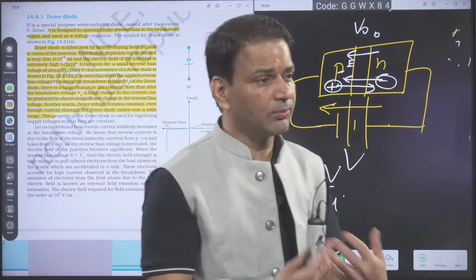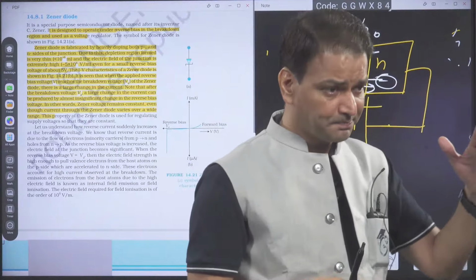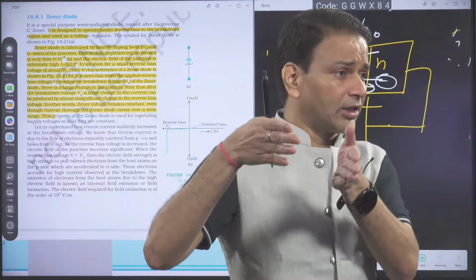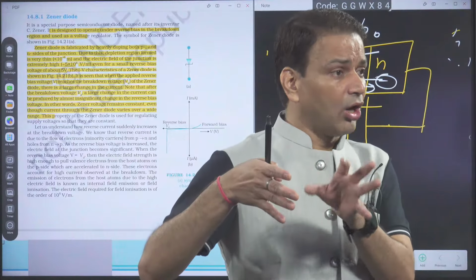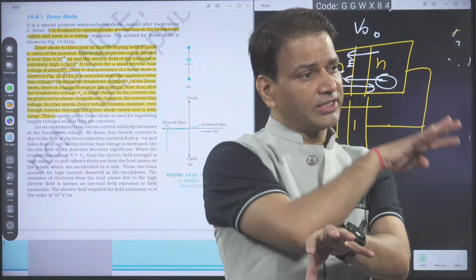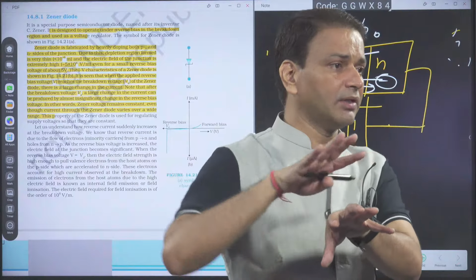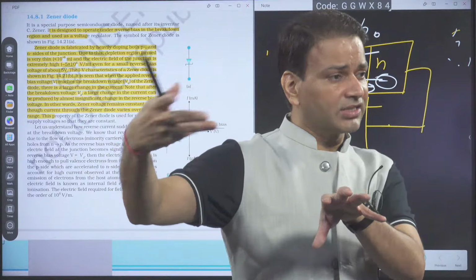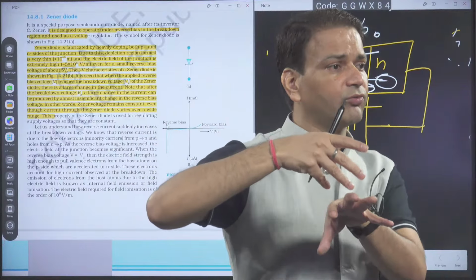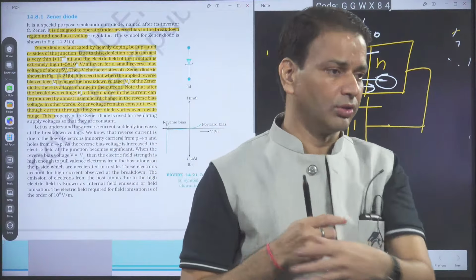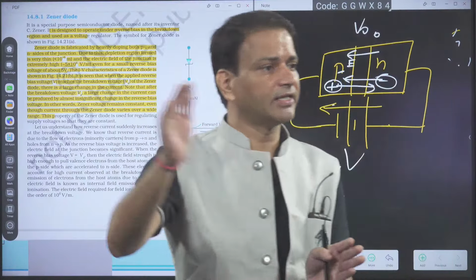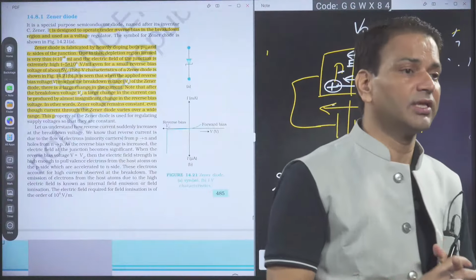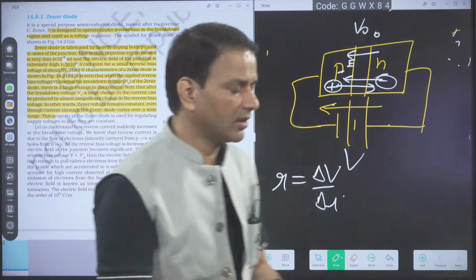Now suppose I am applying 20 volt and the breakdown voltage of the Zener is 12. Then what will happen? The Zener diode will maintain the output voltage at 12. The extra current due to the high voltage will pass through the diode, so it will maintain the output voltage. That's why we use the Zener diode as a voltage regulator.